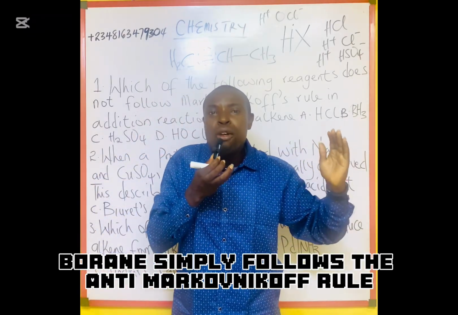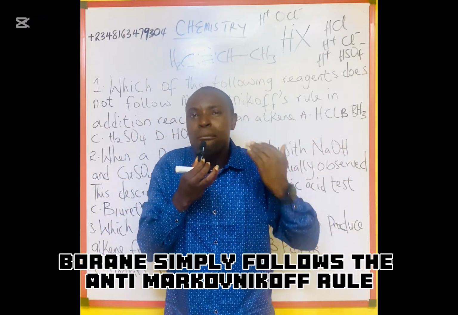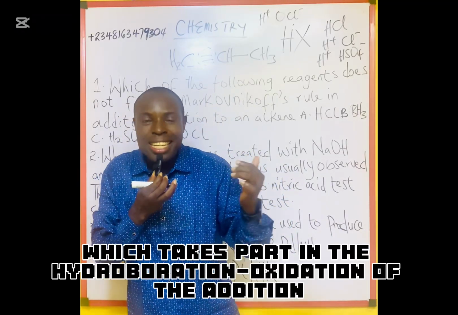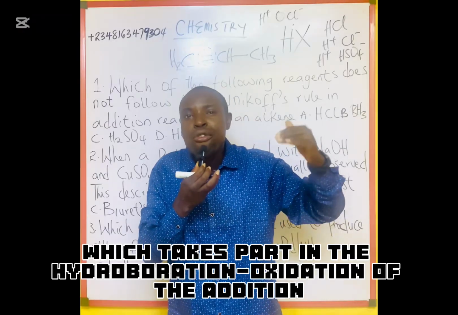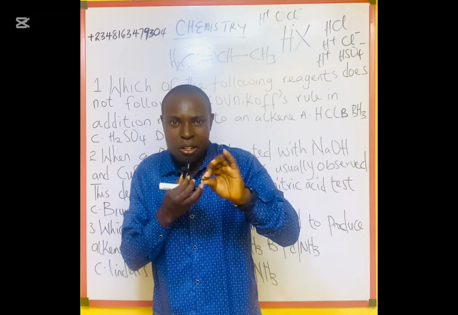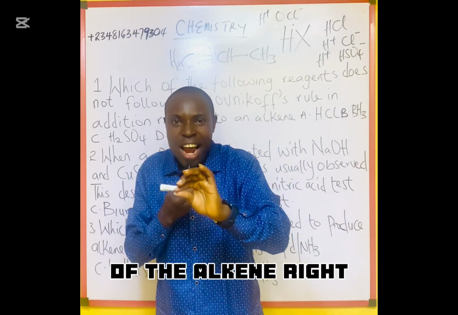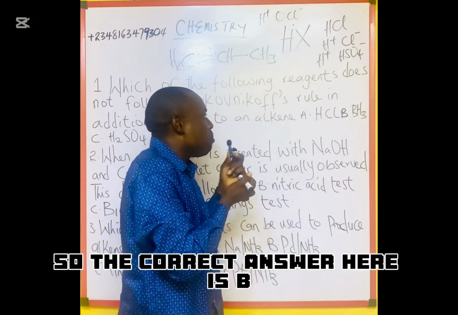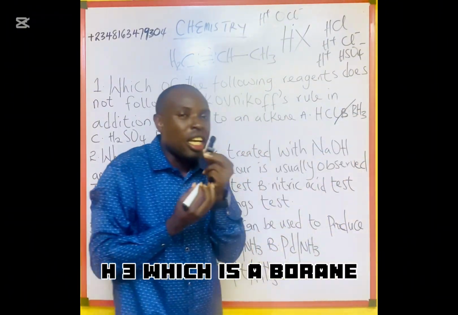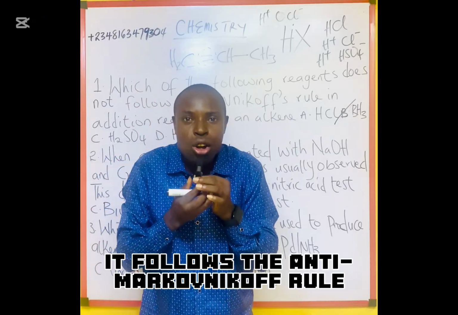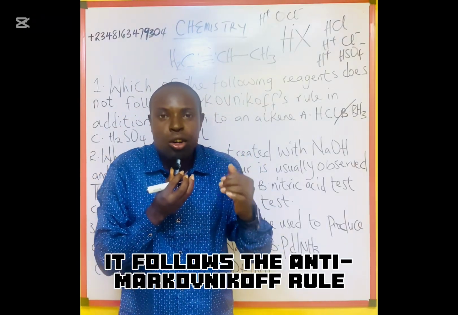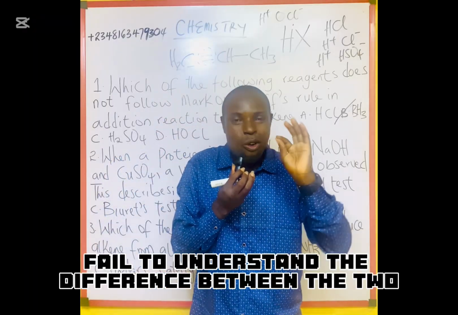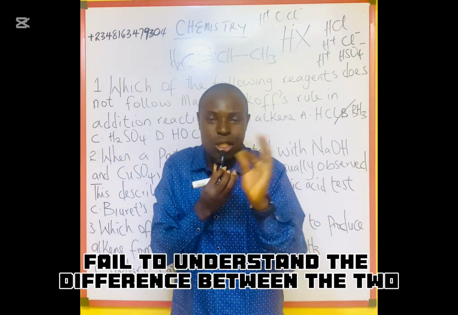Borane simply follows the anti-Markovnikov rule, which takes part in the hydroboration oxidation of the alkene, right? So the correct answer here is BH3, which is a borane. It follows the anti-Markovnikov rule. Do not fail to understand the difference between the two.